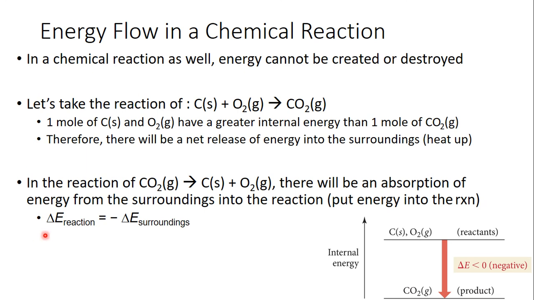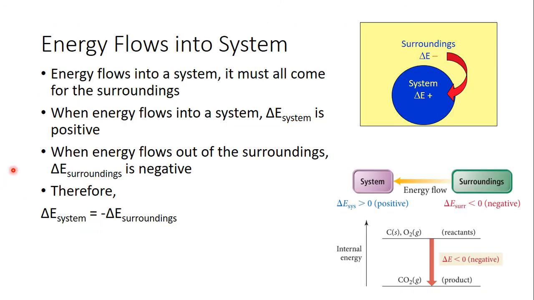And the way we measure this is that the change in energy of our reaction is equal to the negative change of the energy of our surroundings, because the same amount of energy is being exchanged. It's just that one side is gaining energy and the other side is losing energy. For example, in our reaction, we lost energy, and that same amount of energy was gained by our surroundings. That's why we have that negative sign here.